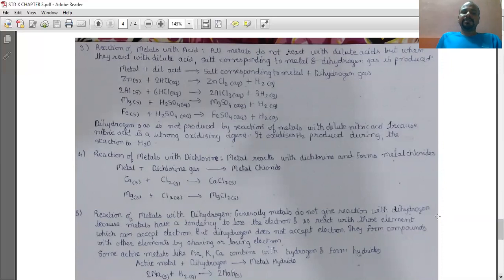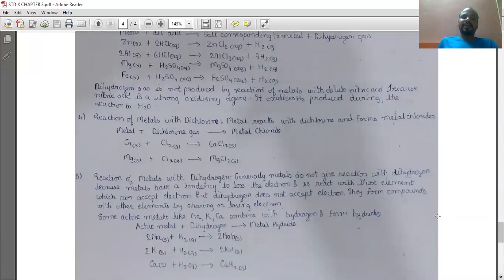The next content is reaction of metals with dichlorine. Metals react with dichlorine and form metal chlorides. Metal plus dichlorine gas gives you metal chlorides. Ca plus Cl2 gives you CaCl2. Mg plus Cl2 gives you MgCl2. The first equation, calcium metal when reacts with chlorine gas gives you calcium chloride. Whereas in the second equation, magnesium when reacts with chlorine gas gives you magnesium chloride.